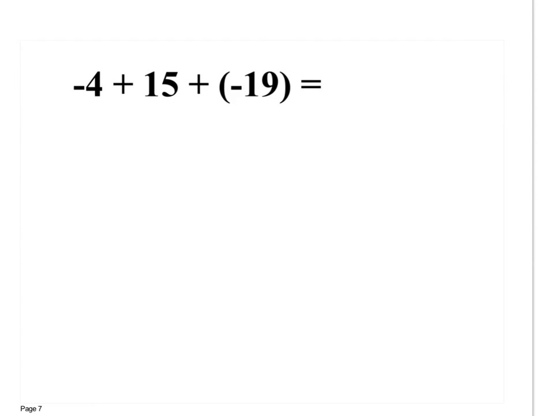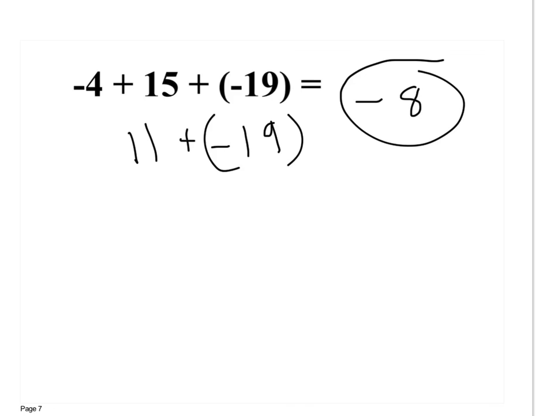Go ahead and solve this one. All right, here, I would just go left to right. So I would go negative 4 plus 15, which is 11. Then I would add negative 19, which is negative 8. Is that what everybody got?